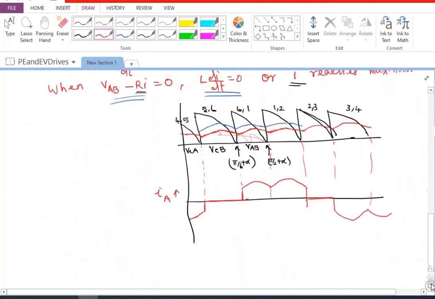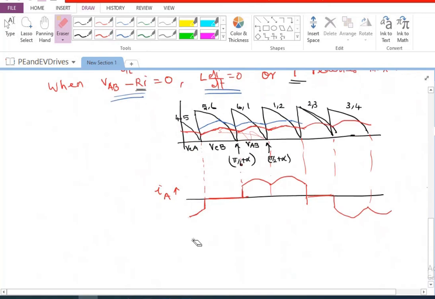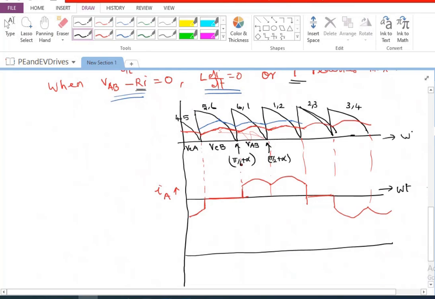And if I draw IB and IC, I should have similar waveforms, but they should be phase shifted by 120 degrees. So if I call this omega t, and if I want to draw, this is 1, this is also 1, and this is 4, and this is 4. This is also 4. So when I'm talking about B phase, positive will start from here, and I should show as though during this portion it is like this, and again for the next it will be like this.